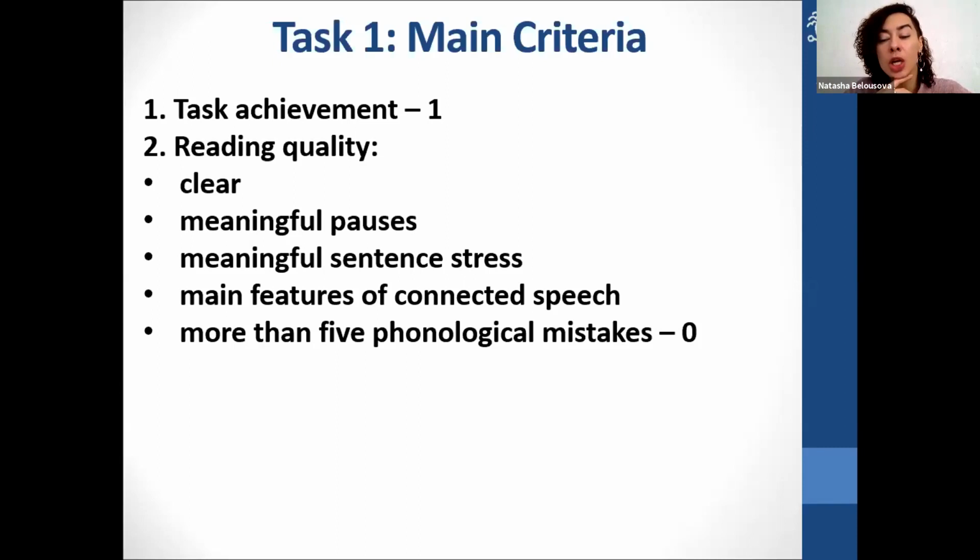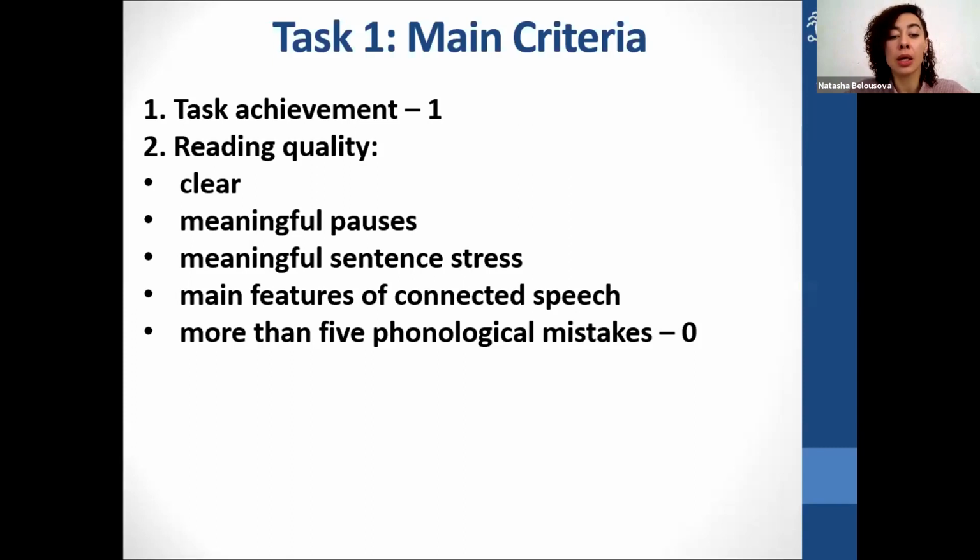When I say main features, we're not really going to be too strict here as experts, but we might be looking at linking. We might be looking at some cases of assimilation, but mostly linking between the words, like there is, there are, when we say r at the junction of 2 words, and so on and so forth. But here we're not going to be too strict, because otherwise all the students are going to get a 0. So we're just looking at it from the point of view of common sense, if we talk about connected speech.